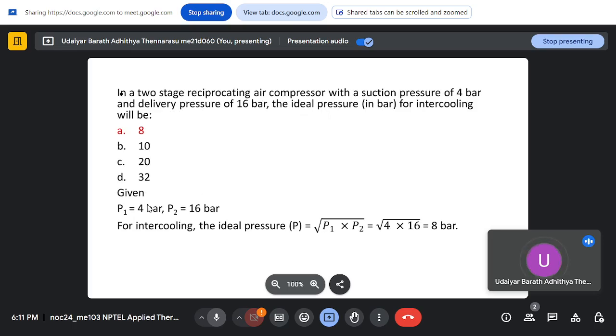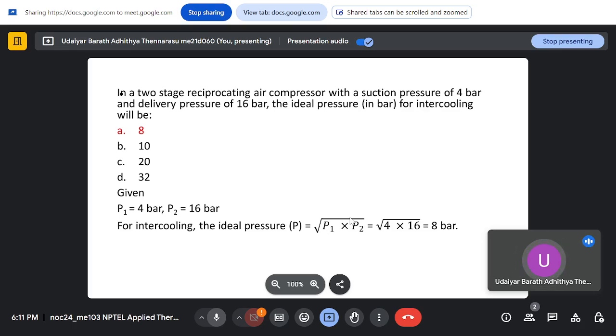This we'll see. You will get it as root of P1 into P2. This comes from minimizing the total work. You are compressing from 4 bar to some intermediate pressure P, and then from P to 16 bar. If you add these two works, that will be the total work you have to supply for this compression process. So you try to minimize this work.